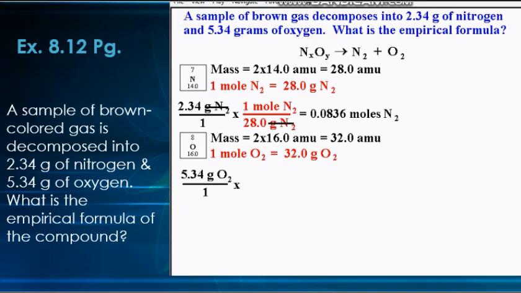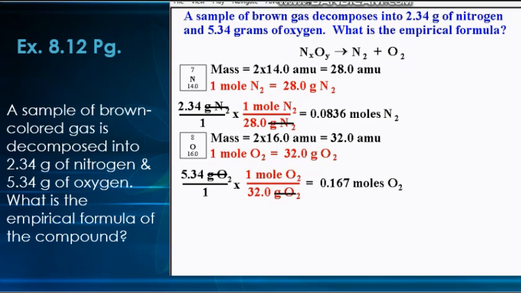We take the number of grams we have, 5.34, multiply by the conversion relationship with grams on the bottom and moles on the top. That way grams cancel and leave moles. And we find that the chemist produced 0.167 moles of O2.